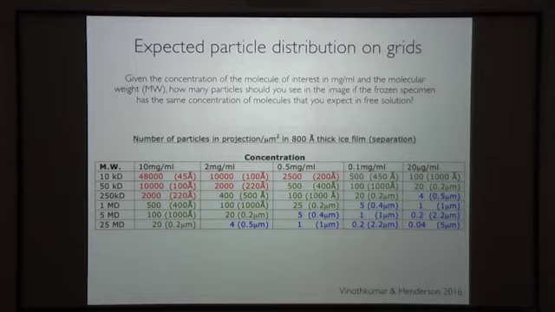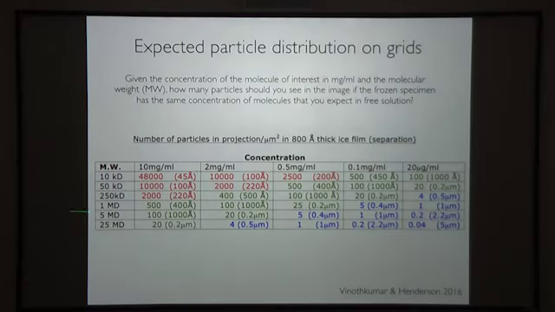So checking whether the concentration on your grid matches the concentration in solution can really inform strategies for sample preparation. Vinod and Richard wrote a review last year in which they have this table which gives, for a given concentration of protein, the number of particles that you should expect in the thin layer of vitreous ice. For example, for a 1 megadalton protein complex in 800 angstrom thick ice, you would expect 100 particles per micron squared at 2 mg per mL. But a 250 kilodalton protein under the same conditions should have 400 particles per micron squared.